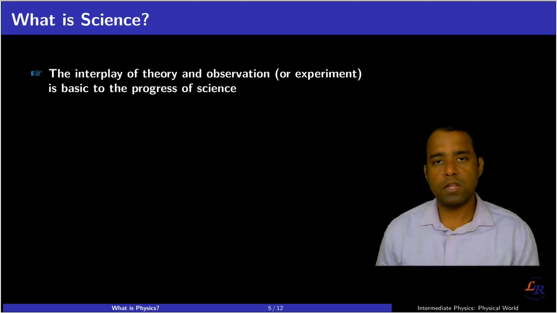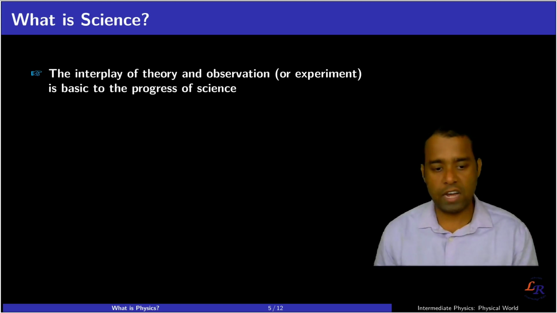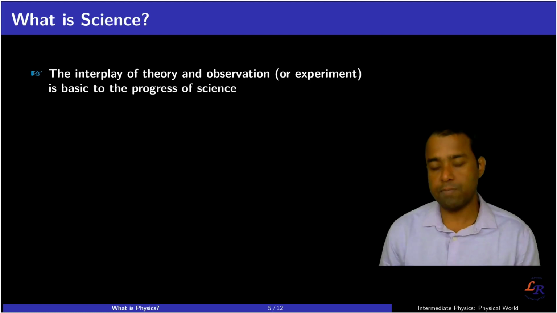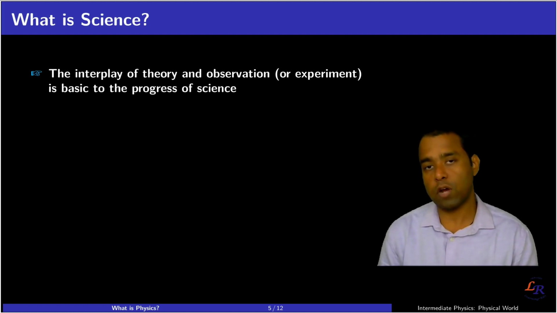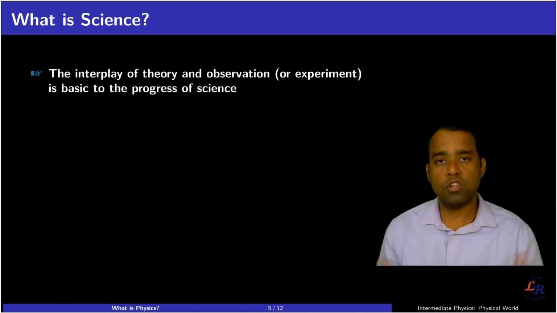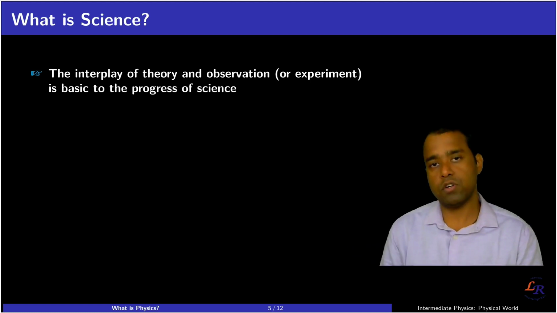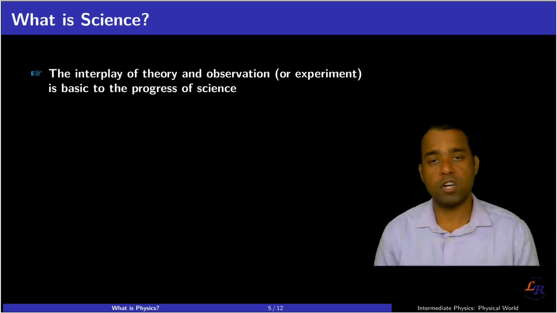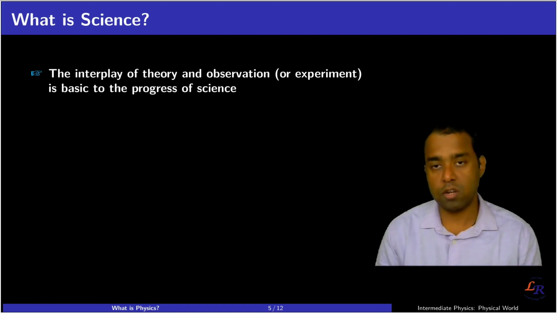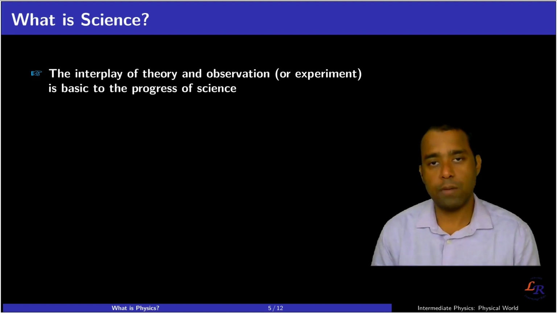So when we talk about the basis for the progress of science, it is the interplay between experiment, theory and observation. Observation means the experiment. So these two parts, theory and experiment, go hand in hand when we are talking about science progress and how we are evolving different theories, and we are able to predict much more complex concepts and phenomena which are happening in our nature.